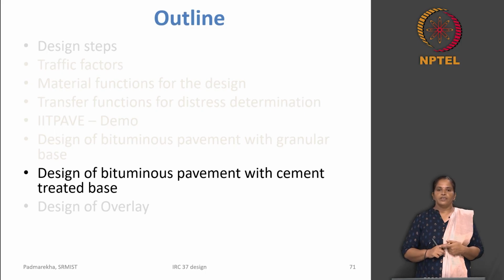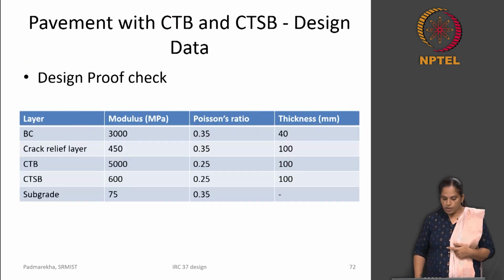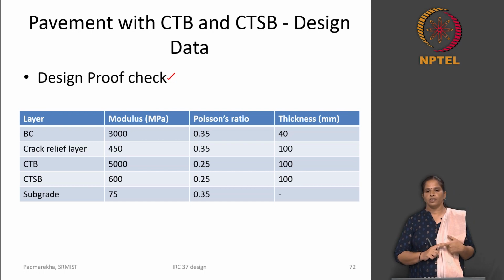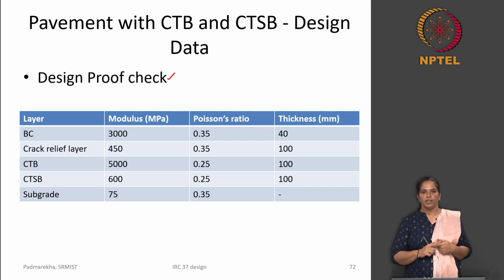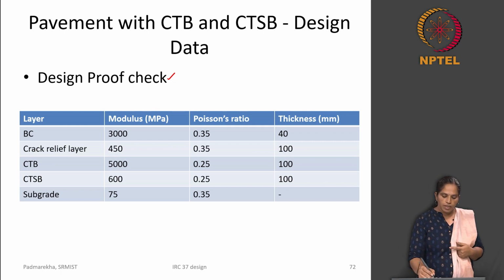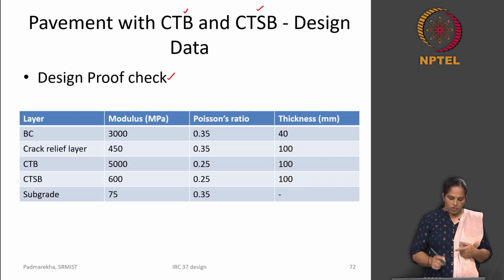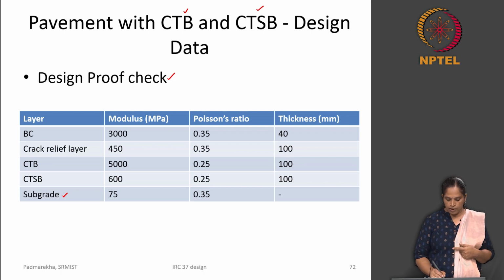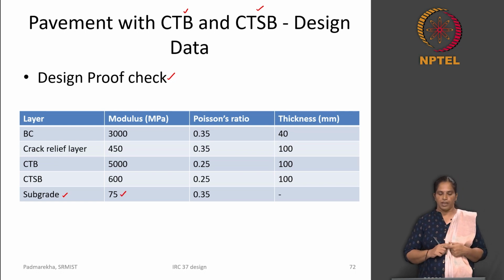The next design is design of bituminous pavement with cement treated base. We will do a design proof check here for an assumed cross section and for any given modulus value. We will assume a pavement cross section with cement treated base and cement treated sub base. From the bottom, you have a subgrade layer. We will take the modulus of the subgrade layer to be 75 megapascal.